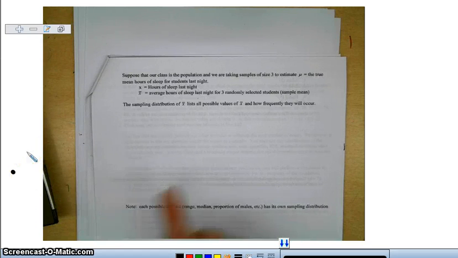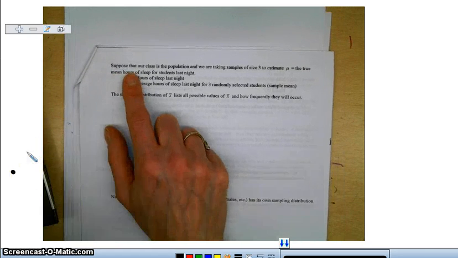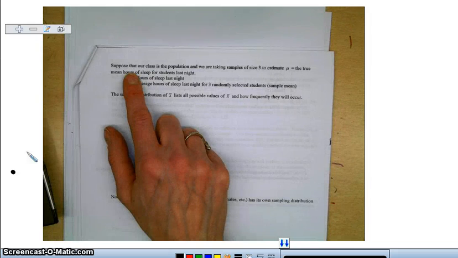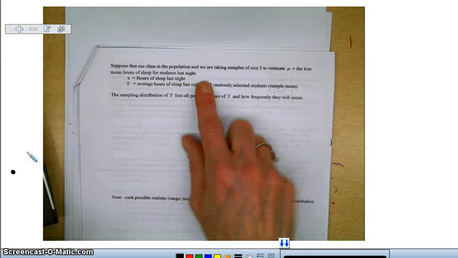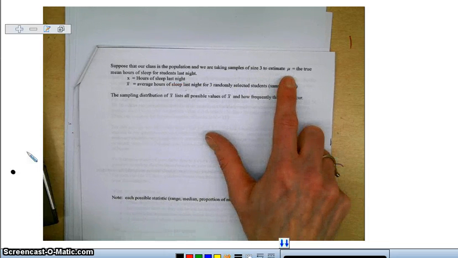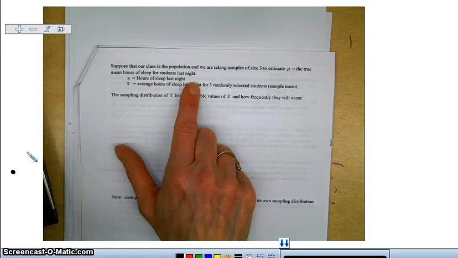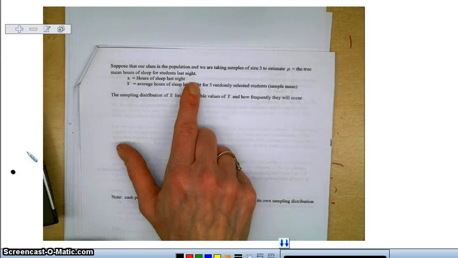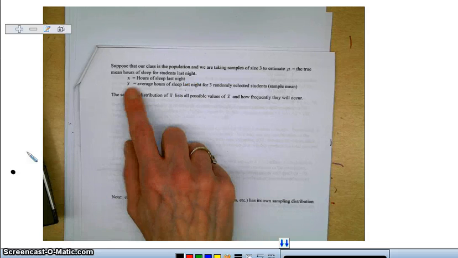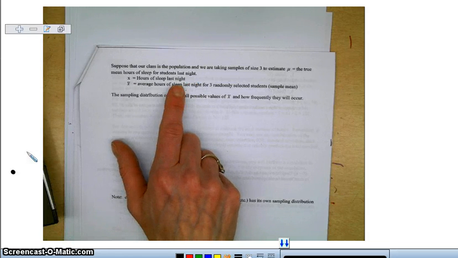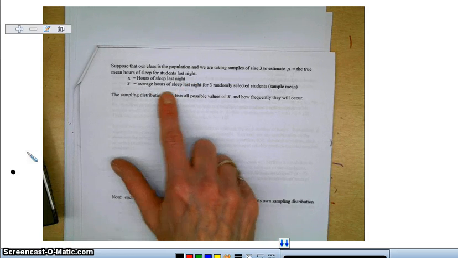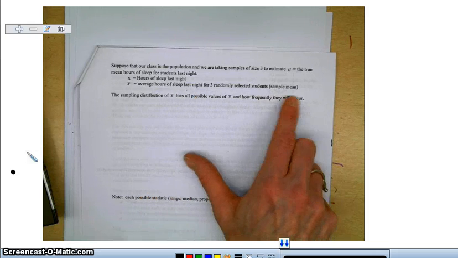Okay, so what we're going to do is use you as our population. You are our population, and we're going to take samples of size 3 to estimate mu, the true mean hours of sleep for students in this class last night. X is the hours of sleep last night, and X bar is the average hours of sleep last night for 3 randomly selected students.